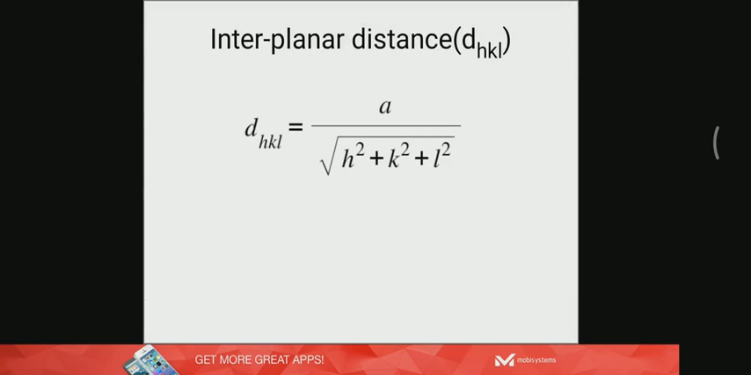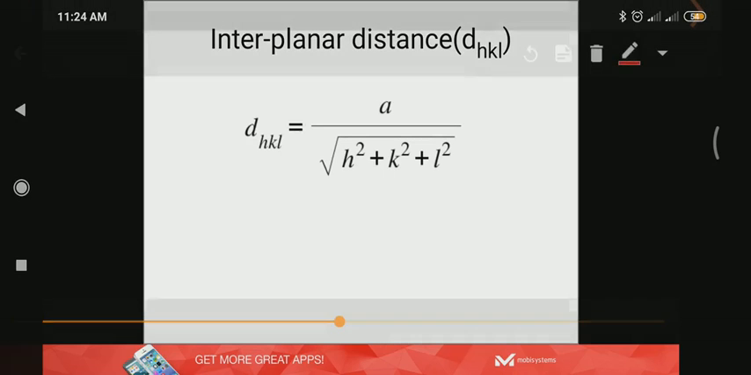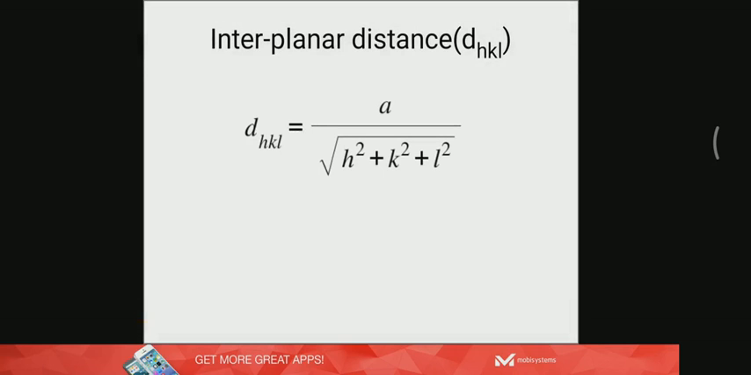So what is the distance between two consecutive planes? It is obtained by this equation. Basically, the equation is for crystal systems which are having orthogonal axes, that means alpha equal beta equal gamma equal 90 degrees. We can derive an equation like this, that is 1 by d_HKL. What is d_HKL? The distance between the planes which are having the Miller indices HKL.